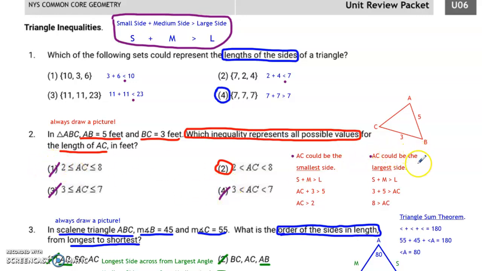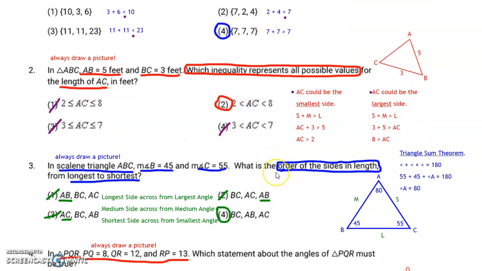AC could be the largest side. Small plus medium is greater than large, I should say, which means 3 plus 5 or 8 is greater than AC, which means that AC has to be smaller than 8. That fits this inequality perfectly.